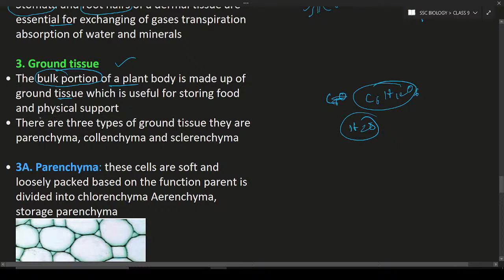It is useful for storing food material and also for physical support. Not only storing food material, it also provides physical support, so the plant can withstand wind and rain, etc. There are three types of ground tissue: parenchyma is one type, the second type is collenchyma, and the next one is sclerenchyma. So ground tissue can be divided into parenchyma, collenchyma, and sclerenchyma.